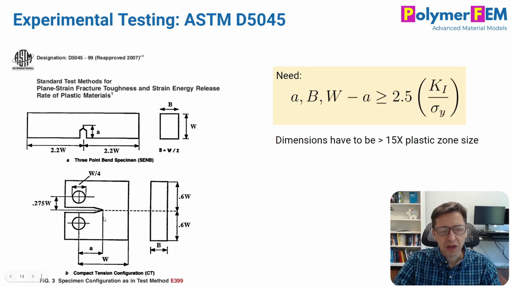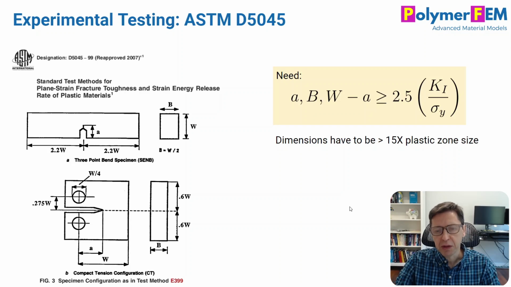So that means that when you test it, you don't want to have a plastic zone in front of this crack tip that is close to the size of the specimen, because then you don't really measure the K1C value that's required for linear elastic fracture mechanics. And so that's something to keep in mind.